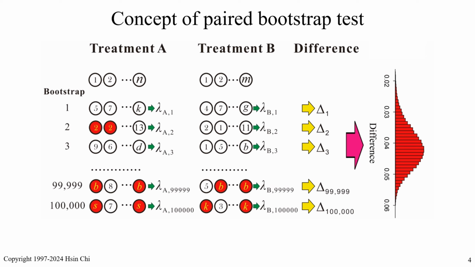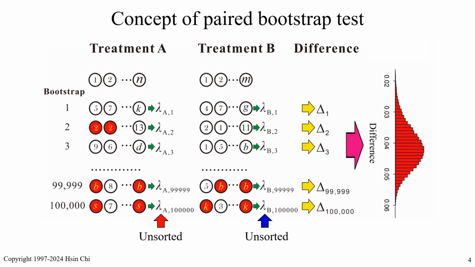This slide shows the logic of the paired bootstrap test. You analyze the life table of treatment A using the bootstrap technique with 100,000 resamplings. Because the bootstrap technique is random sampling with replacement, the bootstrap result varies from time to time. The 100,000 estimates are not sorted. Then you analyze the life table of treatment B in a similar way. The 100,000 estimates are not sorted, either.